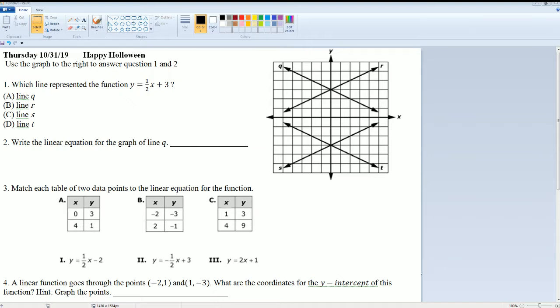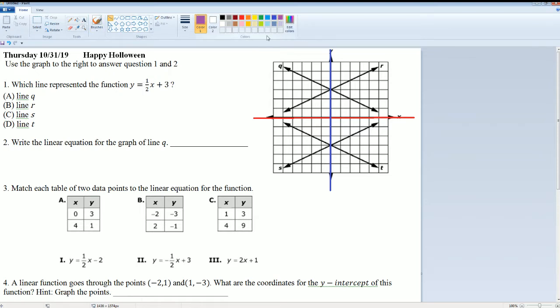All right, so when using the graph to the right, I don't know if you guys noticed, but please understand this is the x-axis here. Let me just color code this for you. That's your x-axis. This is your y-axis. These have numerical numbers here. So first one, which line represents the function y equals 1/2 x plus 3?